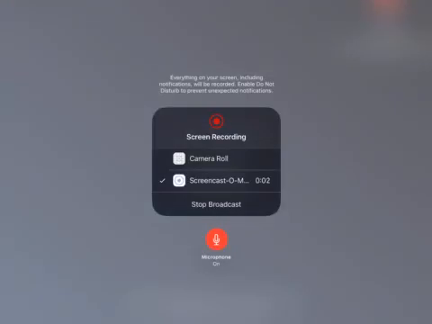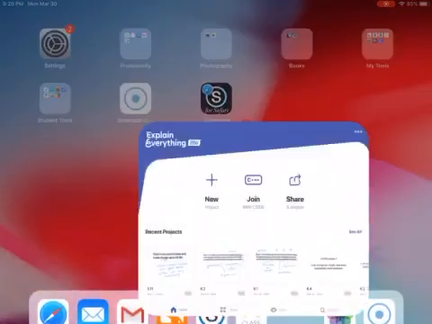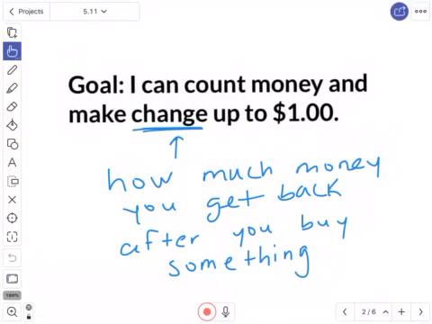And we are here for our next math lesson. We are going to be doing lesson 5.11, so from Unit 5, Lesson 11. And we are going to start by reading our goal at I Can Count. So everyone read it with me. I can count money and make change up to $1.